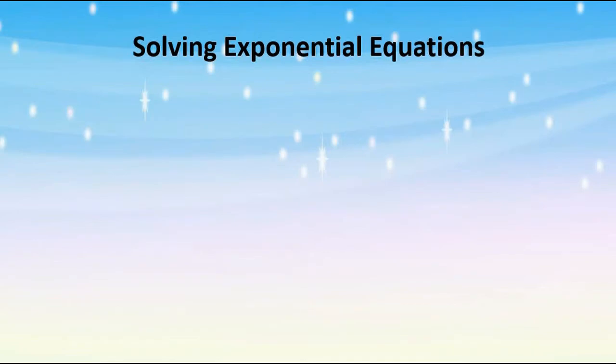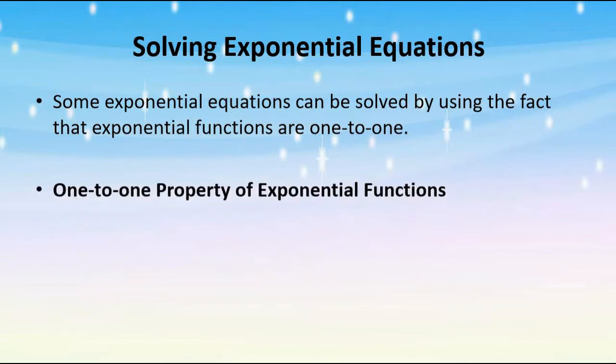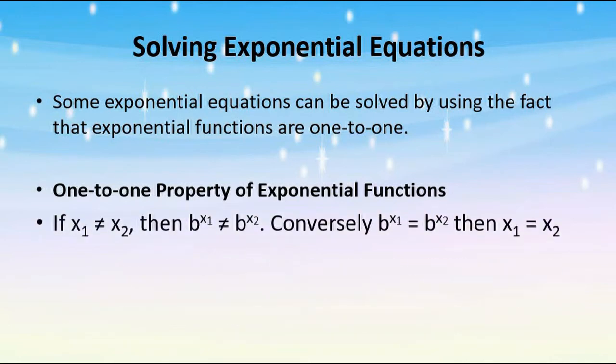Solving exponential equations. Some exponential equations can be solved by using the fact that exponential functions are one-to-one. One-to-one property of exponential functions: if x sub 1 is not equal to x sub 2, then b to the power of x sub 1 is not equal to b to the power of x sub 2. Conversely, if b to the power of x sub 1 is equal to b to the power of x sub 2, then x sub 1 is equal to x sub 2.